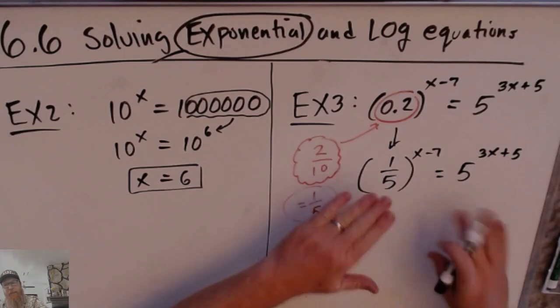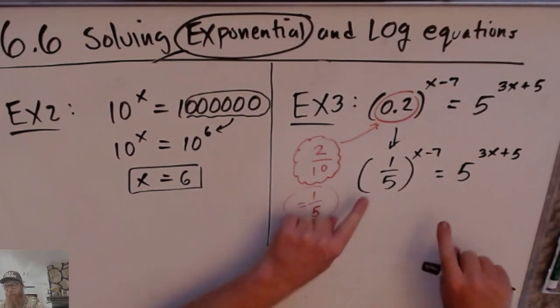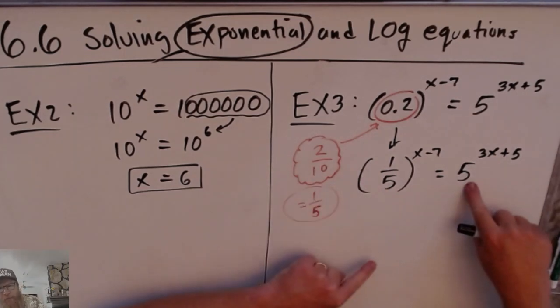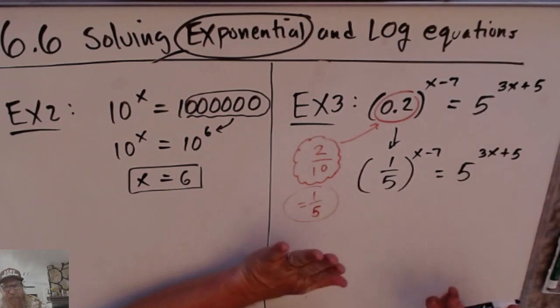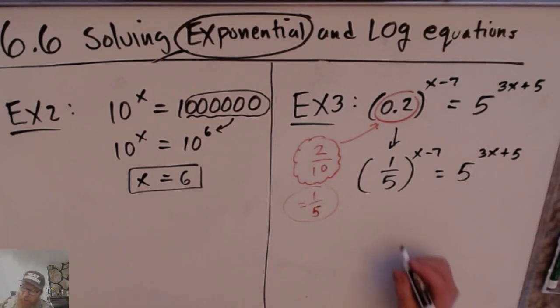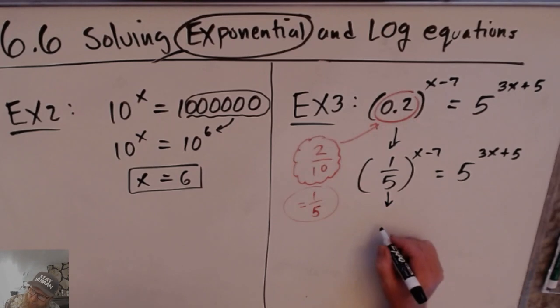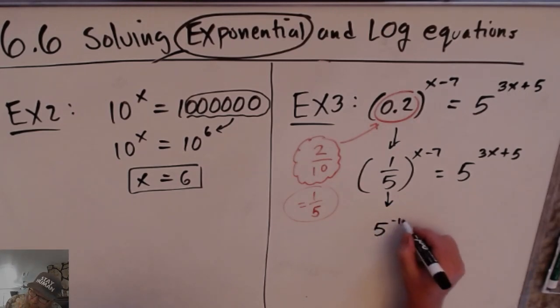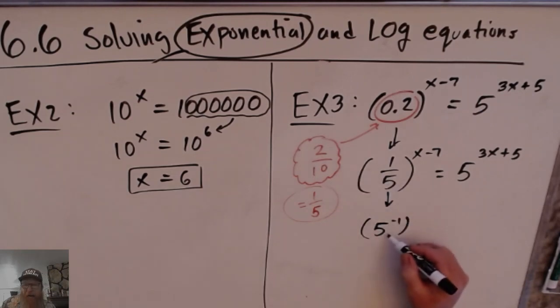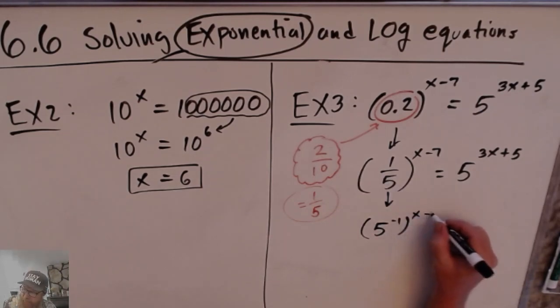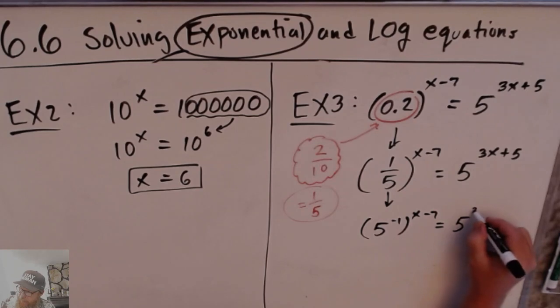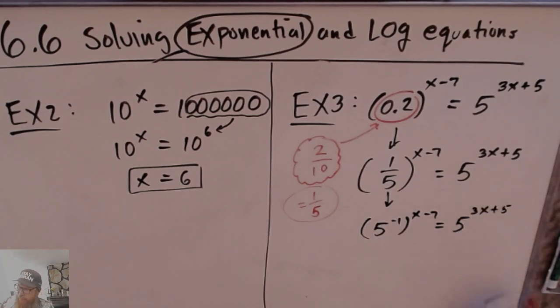We're going to need a little bit of manipulation here. One of them is a 1/5, and this one's a 5, so they have to be identical. But that's not too hard to do. You can just do the reciprocal of 1/5. So 5 to the negative 1. And now you'll have identical bases. The bases should match now. They should both be 5.